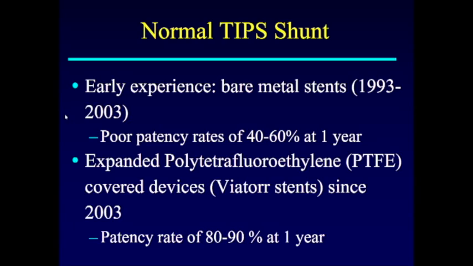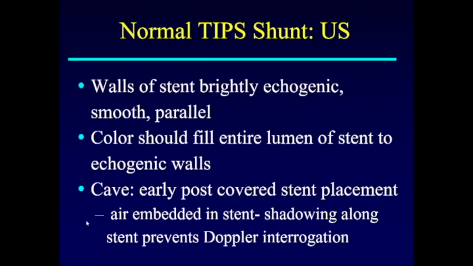So then someone developed expanded polytetrafluoroethylene PTFE covered devices, the Viator stents that are still being used today, and they have been in use since 2003. And the big advantage of the Viator or PTFE covered shunts was that they have a patency rate of 80 to 90% at 1 year. On ultrasound, the walls of the stent are brightly echogenic. They should be smooth and parallel. When you turn on your color, it should fill the entire lumen of the shunt.